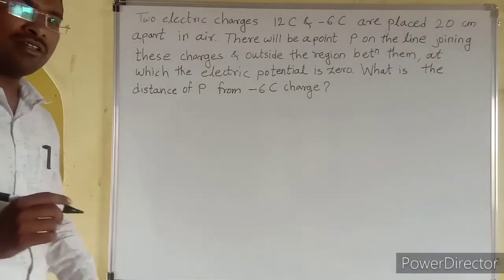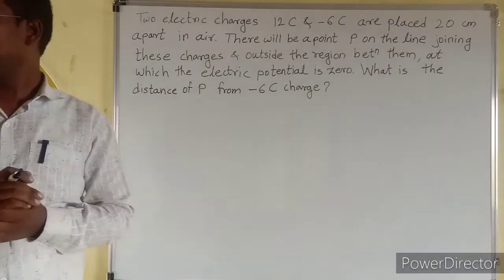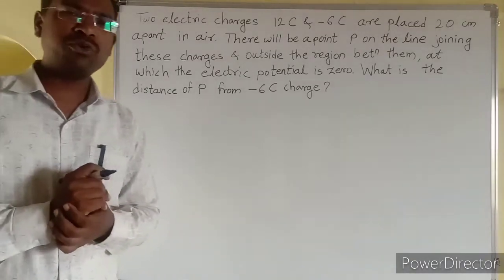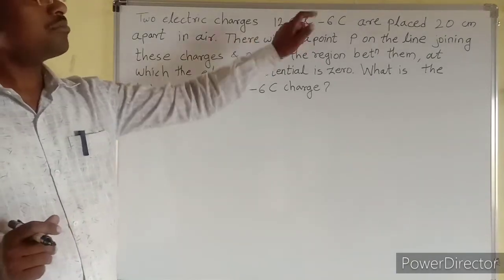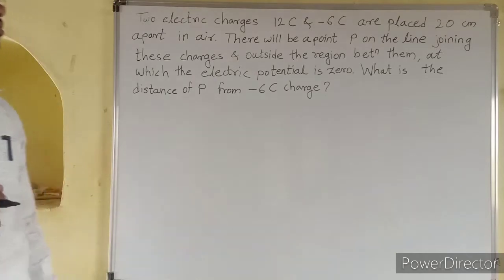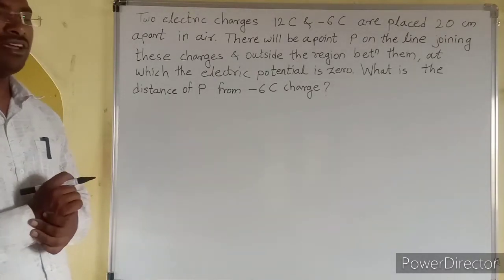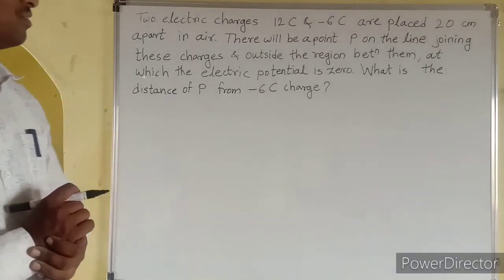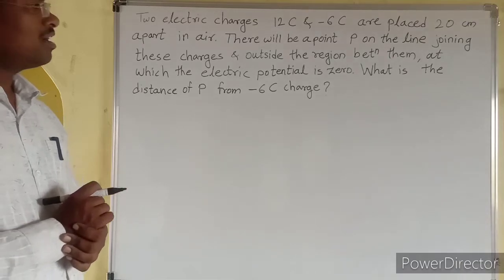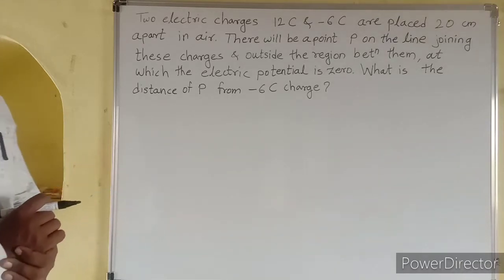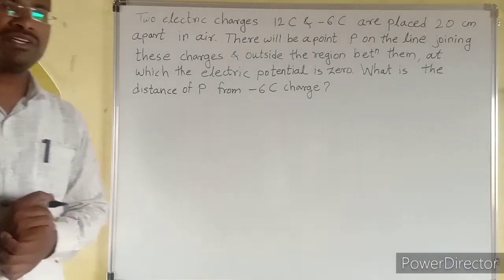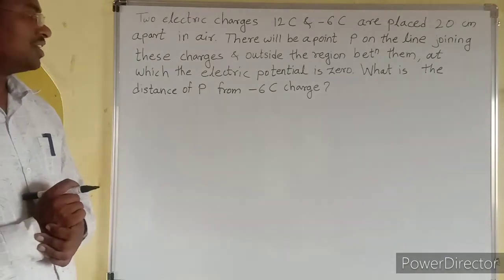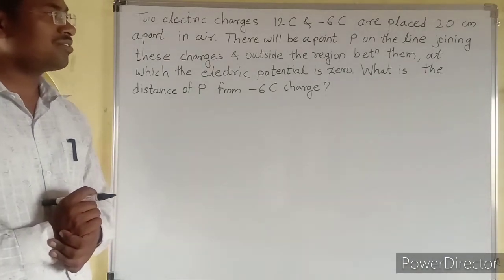Here is a problem on electrostatic potential due to a system of charges. In the problem, we are given two electric charges, 12 coulomb and minus 6 coulomb, placed 20 centimeter apart in air. There will be a point P on the line joining these charges and outside the region between them at which the electric potential is 0. From this data, what is the distance of P from the minus 6 coulomb charge?